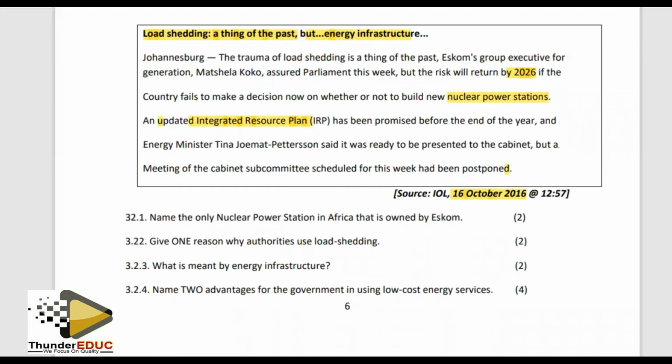So name the nuclear power station in Africa that is owned by Eskom. Wow. I think we know this. It is called, let's write it here. Nuclear.